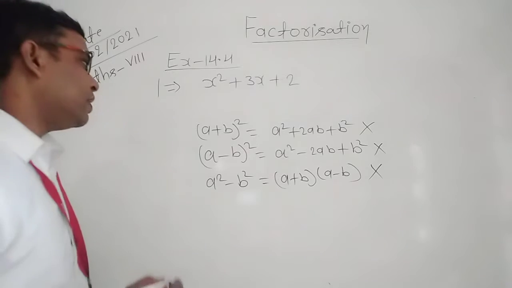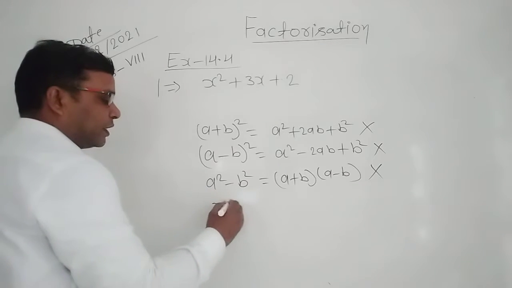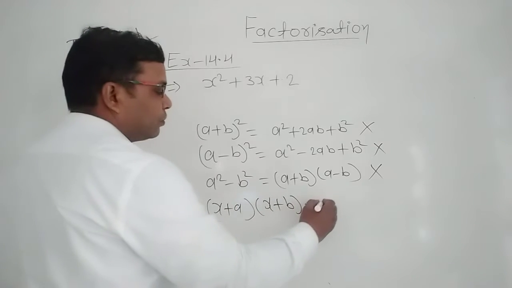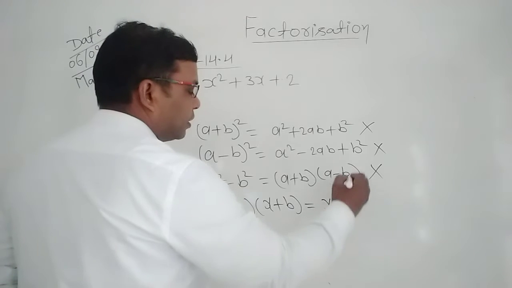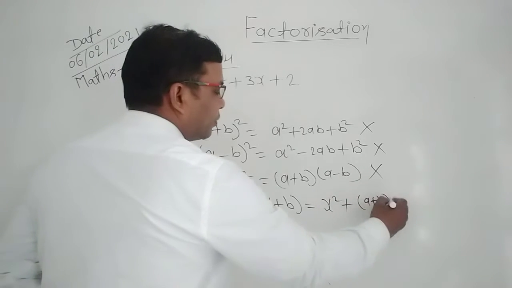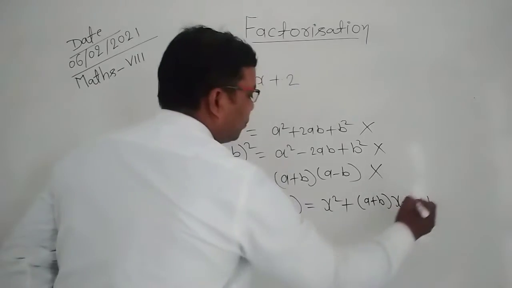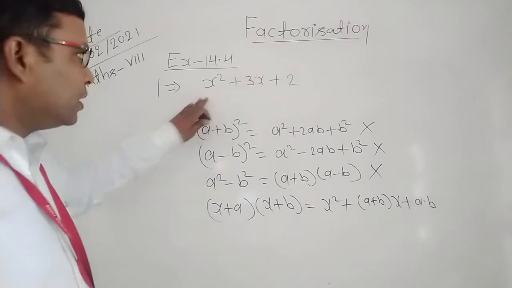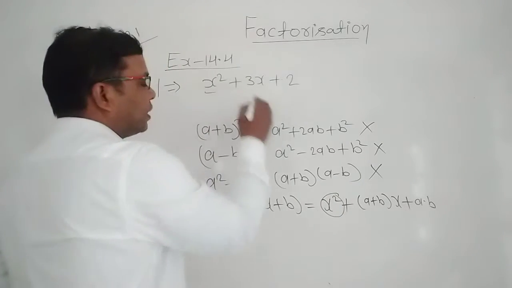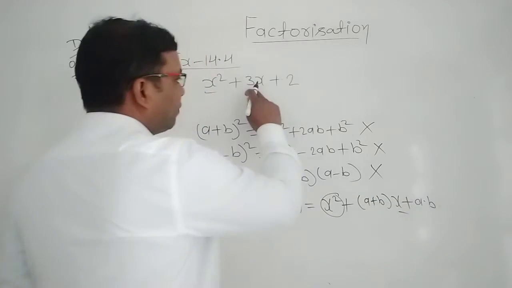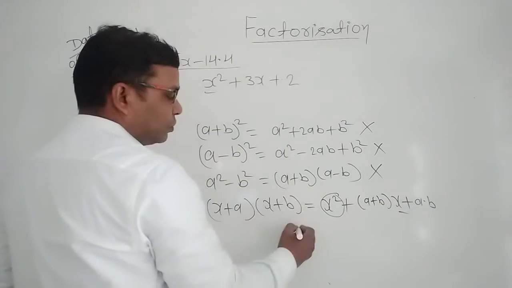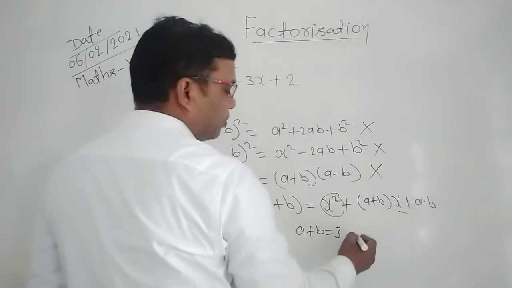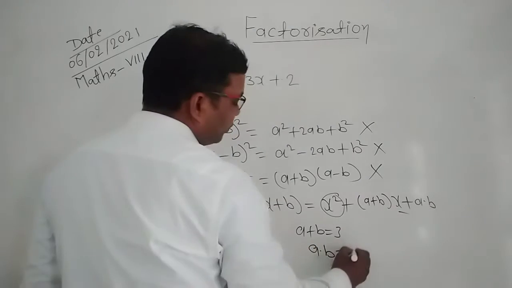Now what is the fourth identity? The fourth identity is x plus a into x plus b, which is equal to x square plus a plus b into x plus a into b. This is clear. So here you can see this expression. If you compare, here x square is also here, and x, the coefficient of x is here 3. So a plus b is equal to 3. Now a into b is equal to 2.